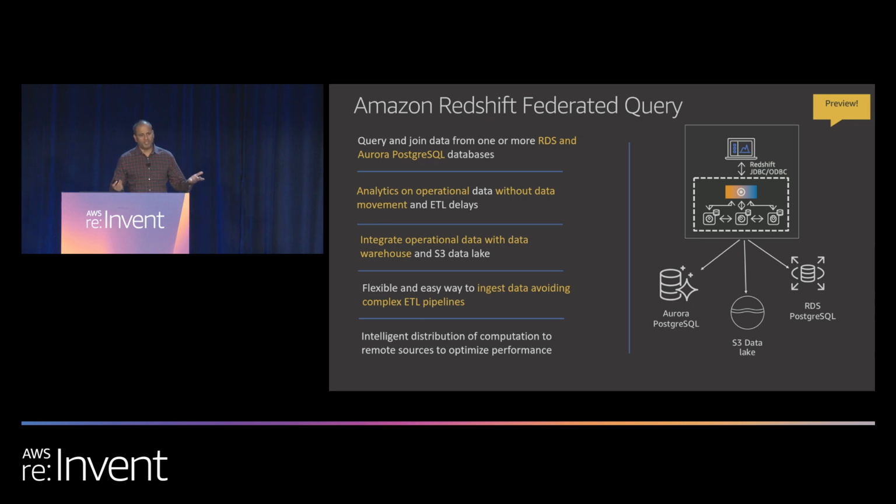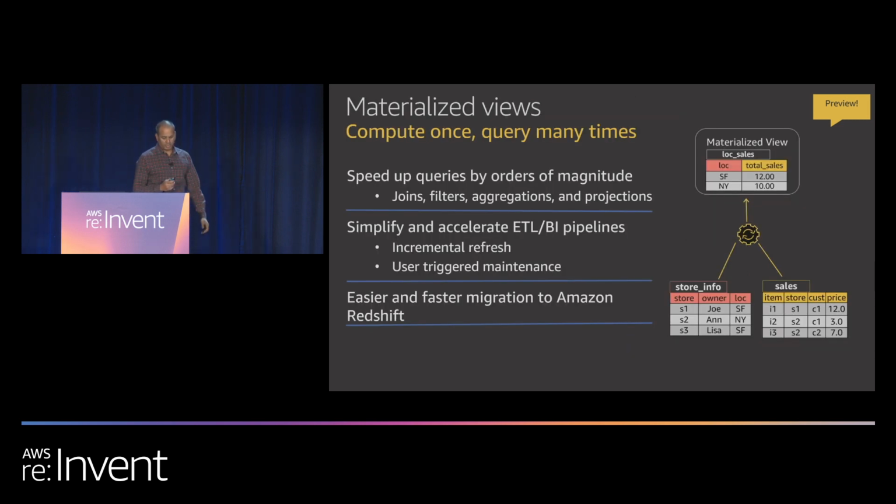So now you can avoid that cost by having Redshift query the data directly in RDS or Aurora or other Postgres-compliant databases. So this allows you to join and run a unified query across your operational data with your analytic data, and it can simplify your ETL pipelines. So this is available as a preview.